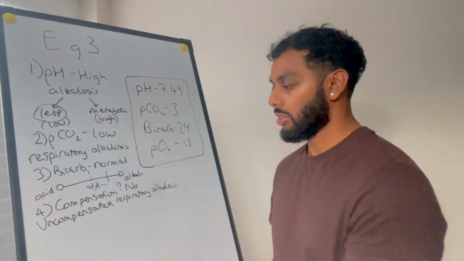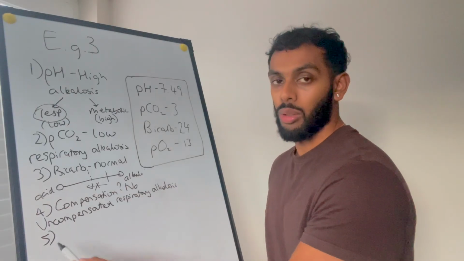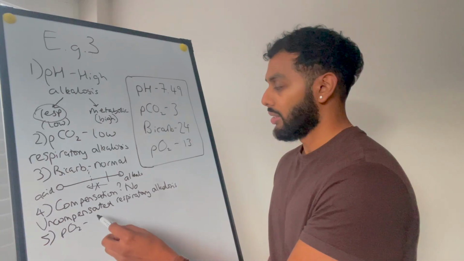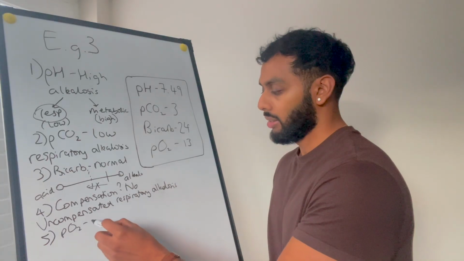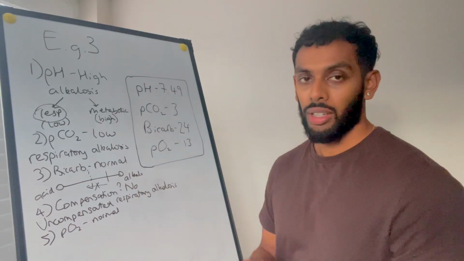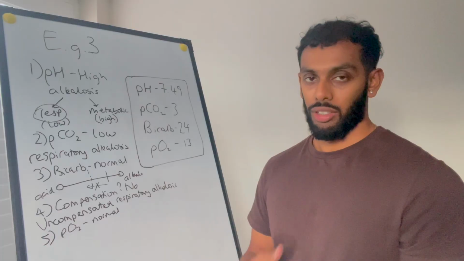And for completion's sake, we'll look at number 5, which is PO2. And that is, it's a bit high, but it's normal. The reason it's 13 is because they are over breathing, because they're anxious.